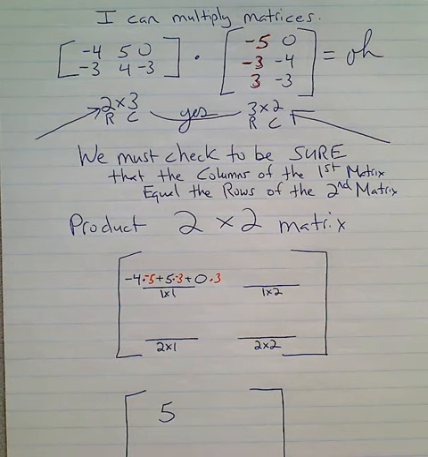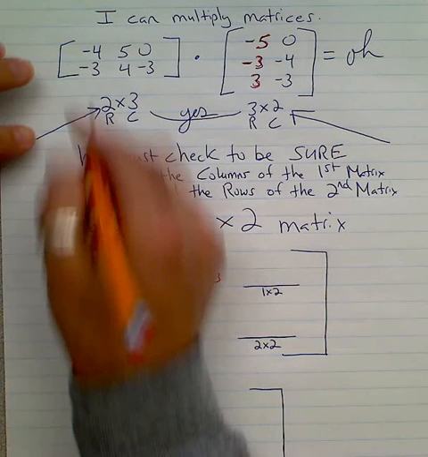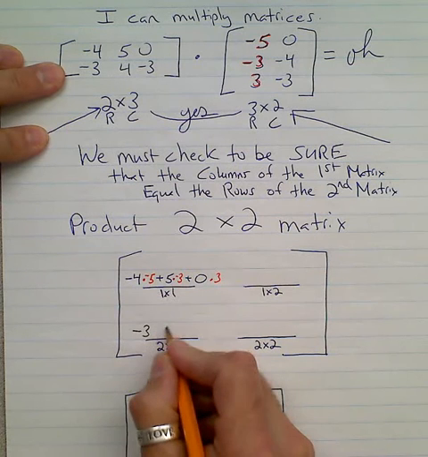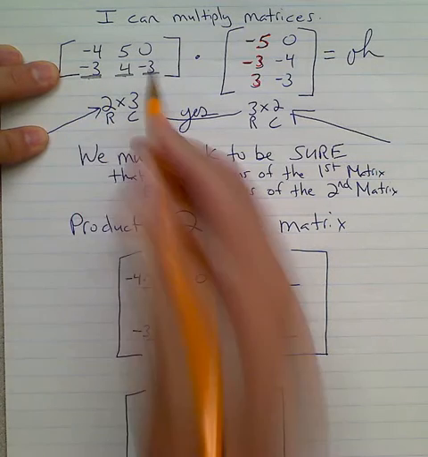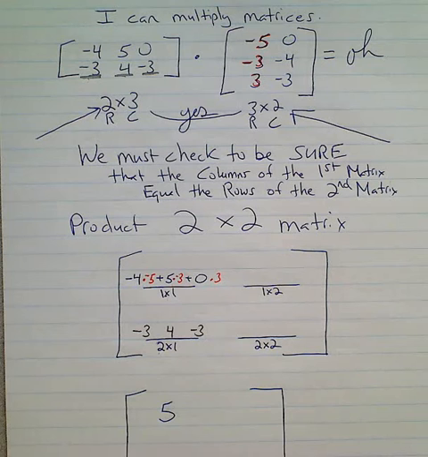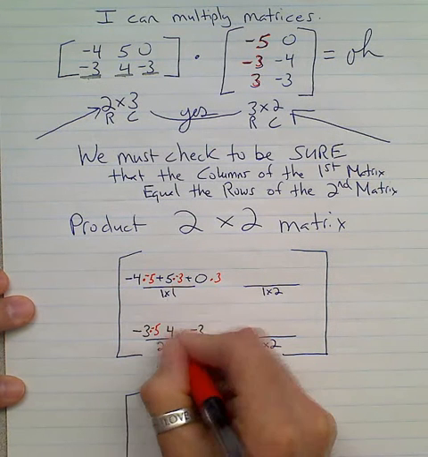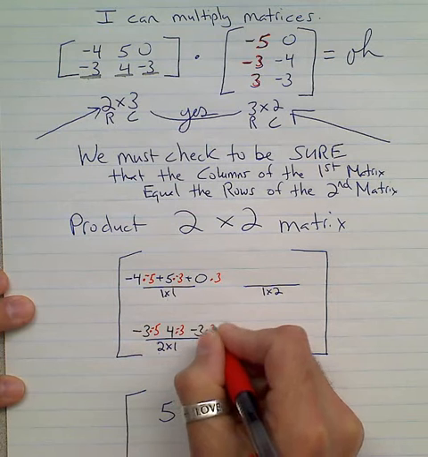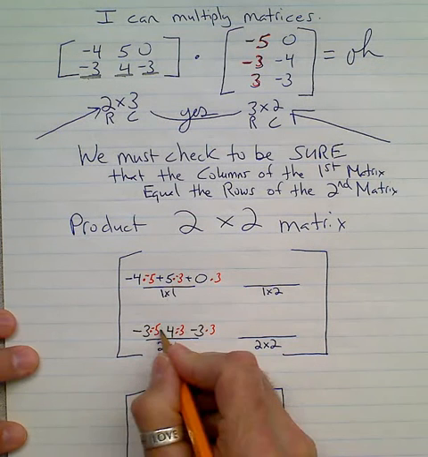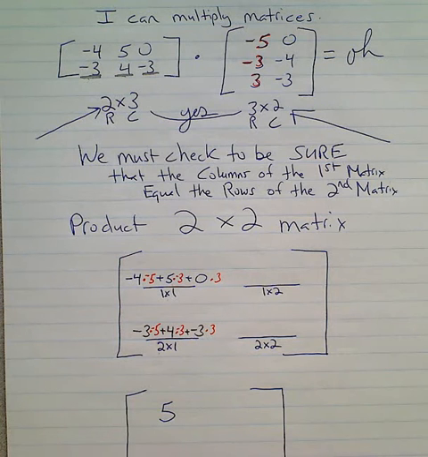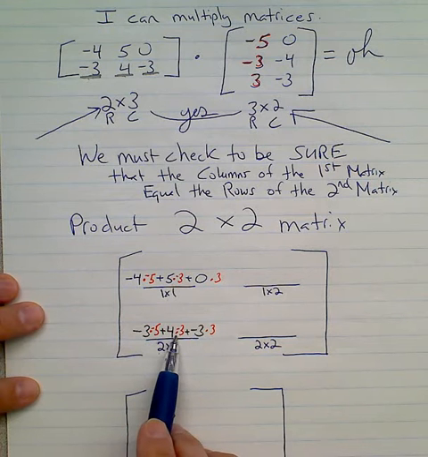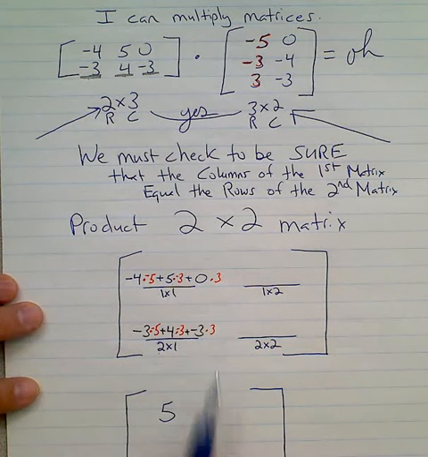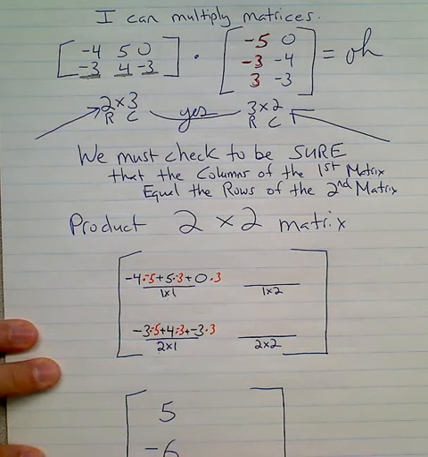Let's go ahead and go to the second row, first element. The second row, which I can do with a pencil, is going to be negative 3, 4, and negative 3. That's my second row. I'm going to multiply that with my first column, and then I'm going to add those three products together. So I will have positive 15 plus a negative 12, which will be 3, plus a negative 9. So my solution is going to have a negative 6 there.